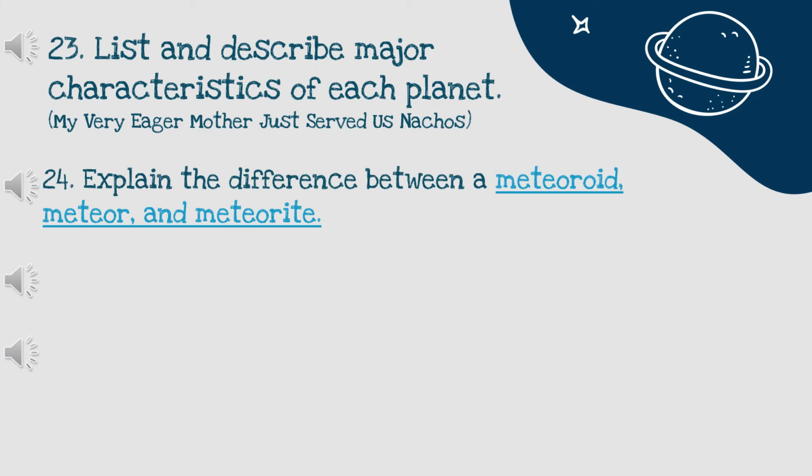Number 25, explain the difference between a meteoroid, a meteor, and a meteorite. A meteoroid is a small rock found in space. A meteor is a meteoroid that has entered the Earth's atmosphere and is burning up from the friction. A meteorite is a meteor that has made it through the atmosphere without burning up and has now landed on the Earth's surface.